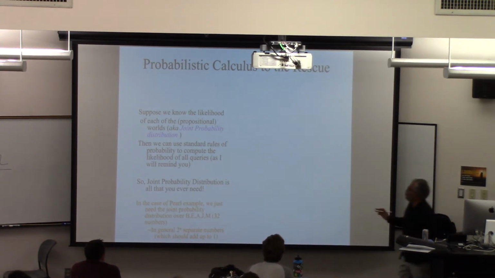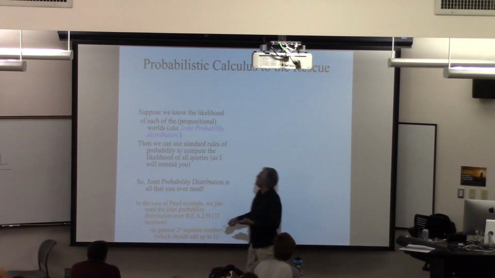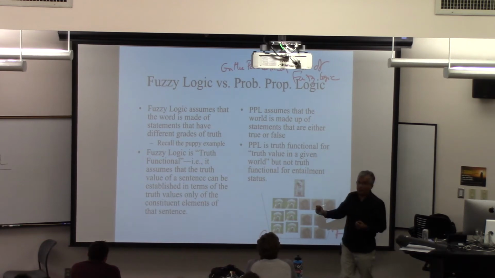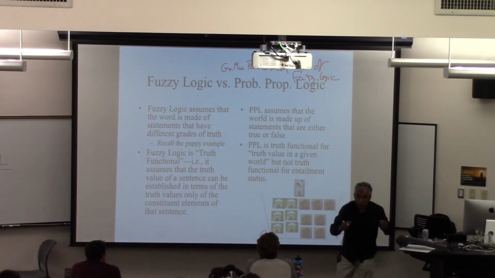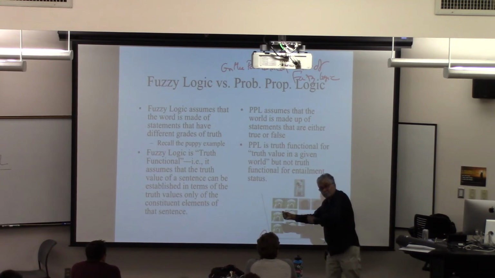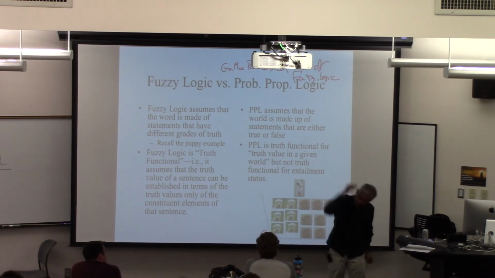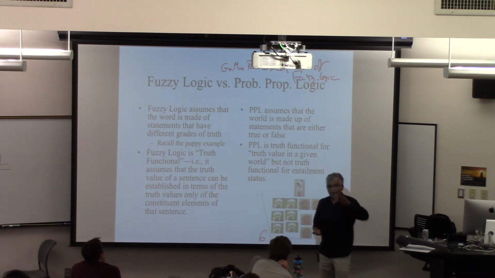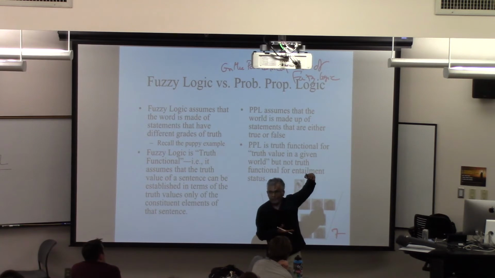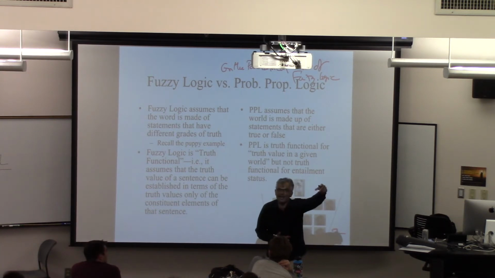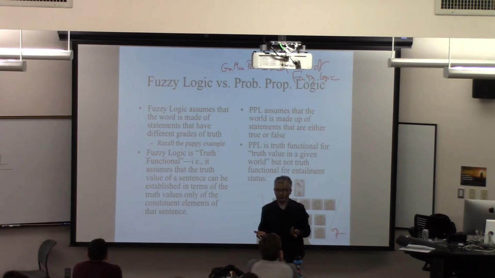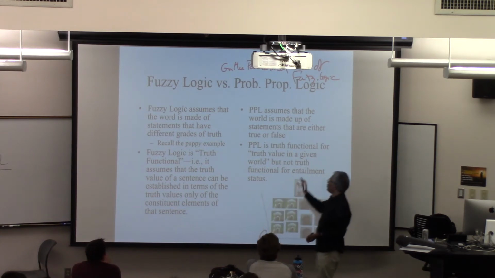Suppose we do know the likelihood of each. First of all, let's look at this and understand. Probabilistic propositional logic assumes that the world is made up of statements that are either true or false. No in between. So either it's a white or a black puppy. However, when you are looking at 100 worlds, in 17 of them it may be white and the others it might be black. That's the likelihood. You see what I'm saying? That's what probabilistic reasoning does.